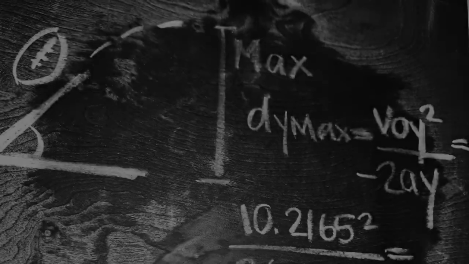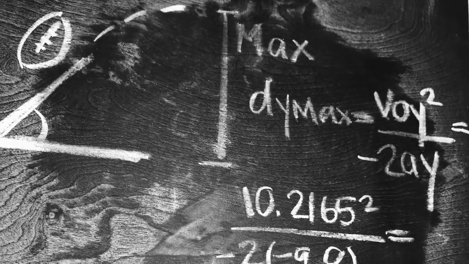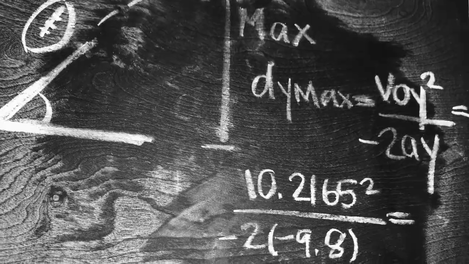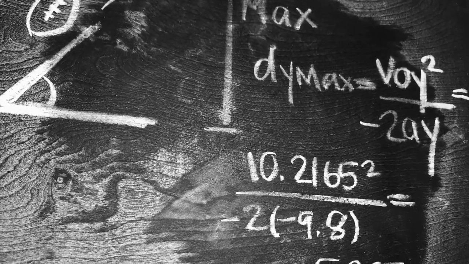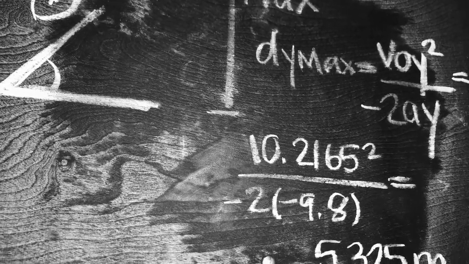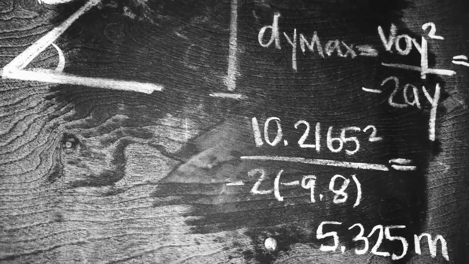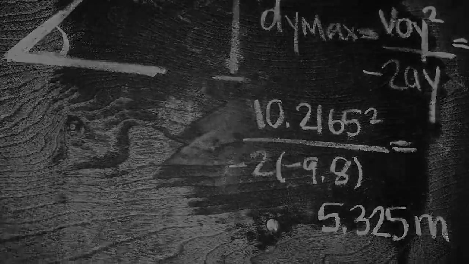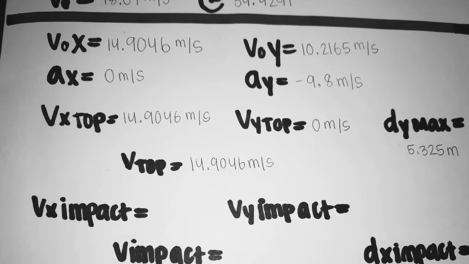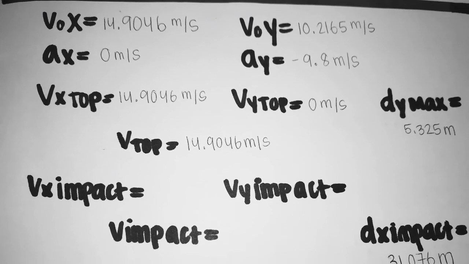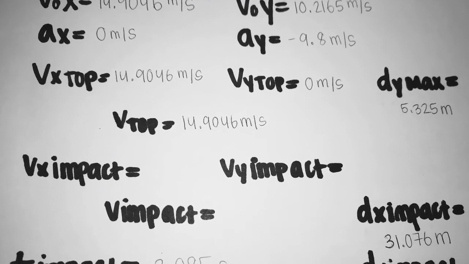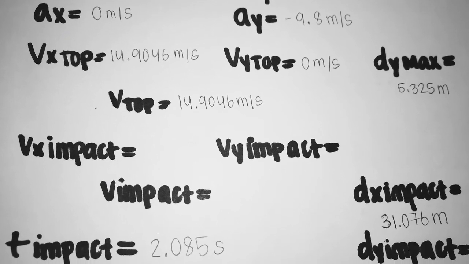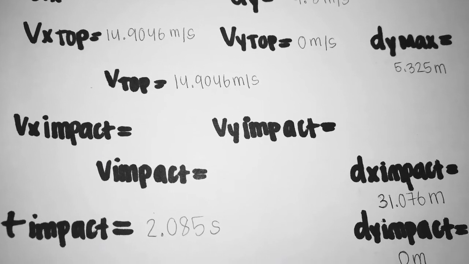Next to find is the maximum height the ball reaches. To do this, plug your variables into the formula, the initial vertical velocity squared divided by -2 multiplied by the vertical acceleration. When variables are plugged in, this gives you a maximum height of 5.325 meters. Now we know the original velocity and angle that the ball was thrown at, the initial horizontal and vertical velocities, the acceleration, the time, the velocities at the projectile's maximum height, the maximum height the projectile reached, and the total horizontal and vertical displacements.